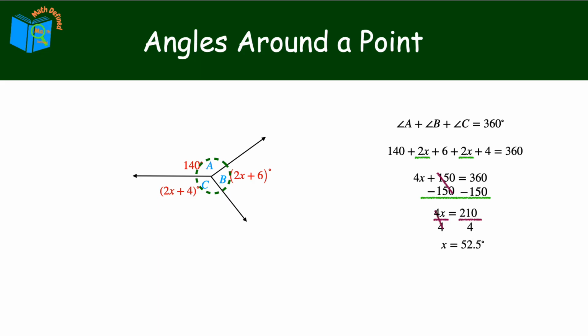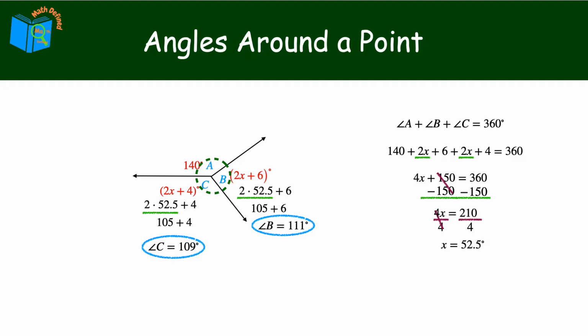X equals 52.5 degrees. Now we'll substitute 52.5 degrees for x to find the measures of angles B and C. Substituting 52.5 in place of x for angle B gives us 2 times 52.5 plus 6. We'll multiply first, and then 105 plus 6 gives us 111 degrees for angle B. Now for angle C. 2 times 52.5 plus 4. 2 times 52.5 is 105 again, plus 4 is 109 degrees.